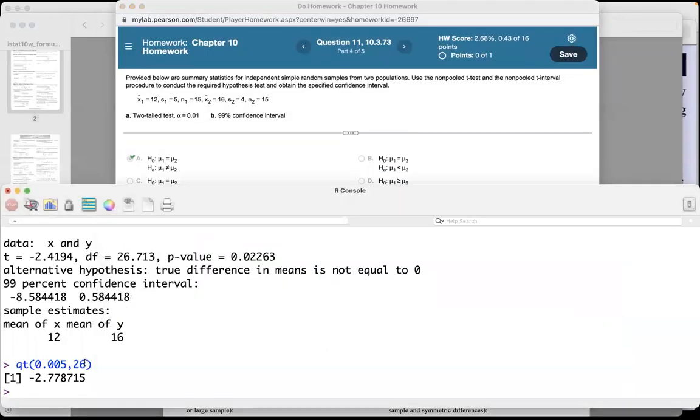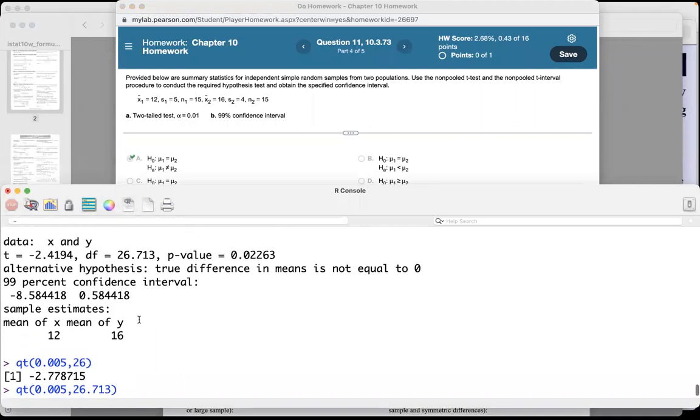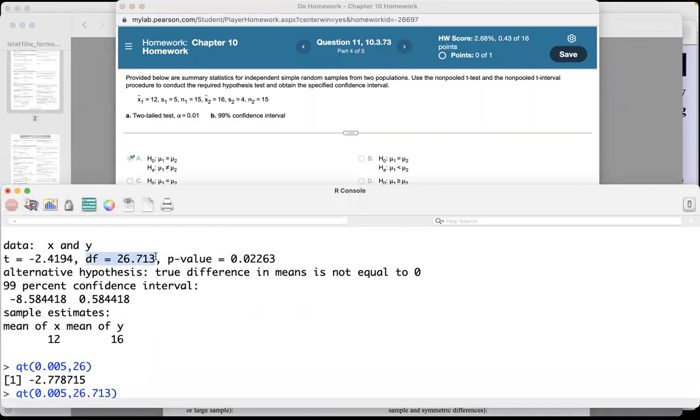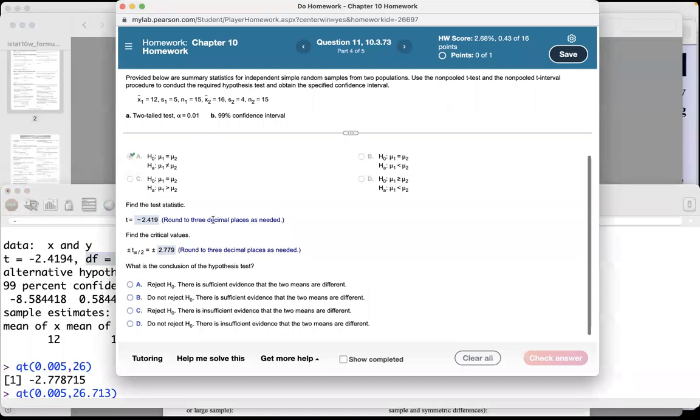Notice, by the way, that if I look at the critical values with the actual degrees of freedom that we computed, we'll get something slightly different. So if I have 26.713 degrees of freedom, I get a slightly different answer. My MATLAB is not going to like that. So you do have to remember to round down to the nearest integer, because that's how my MATLAB wants you to compute the critical values. And then once we have all that, you can interpret.